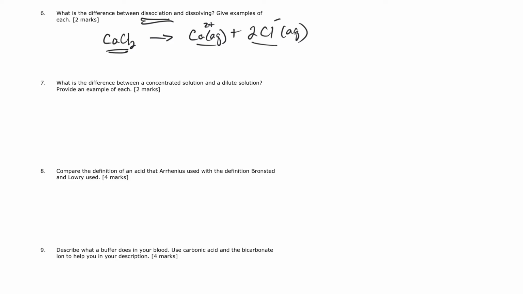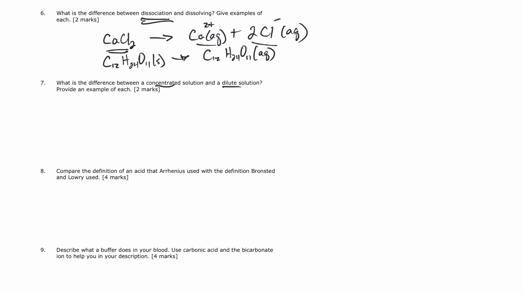Whereas one quick example of dissolving is taking something like salt. Oh no, salt would be ionic and it would dissociate too, but say sugar. So let's take table sugar, C12H22O11. I think that's sugar. Yep. And it's a solid in your container. When you dump it in water, it does not dissociate, but it does dissolve because it becomes aqueous, or dissolved in solution. Concentrated means lots of solute, dilute means not much solute.